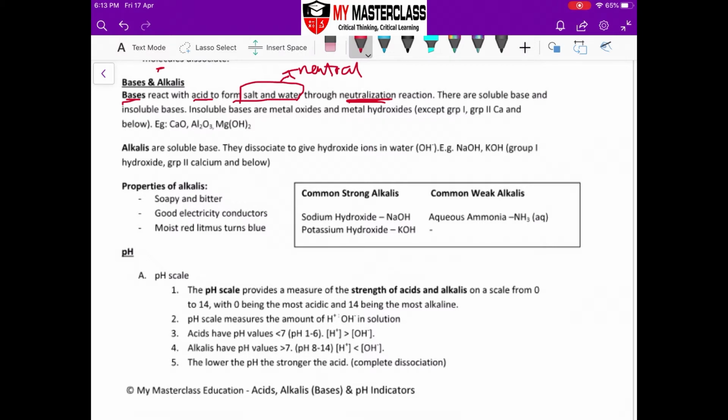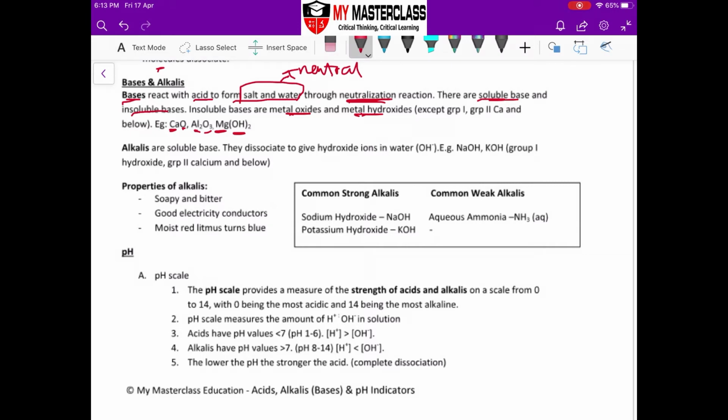So bases, there are different types of bases. There are the soluble base or the insoluble base. Insoluble bases are the metal oxide and the metal hydroxide. So all the metal oxide, all the metal hydroxide. For example, metal oxide: calcium oxide, aluminium oxide, these are all bases. Metal hydroxide, example, magnesium hydroxide, OH minus in your polyatomic ions. These are all bases. As long as you see metal hydroxide, metal oxide, they are bases.